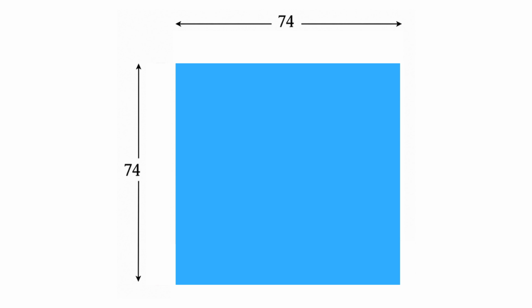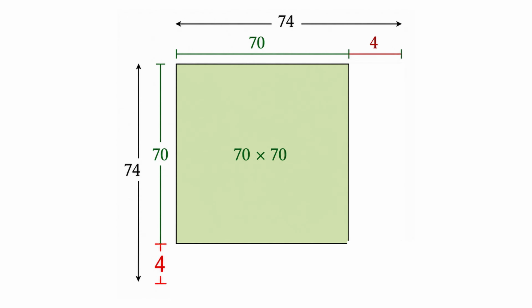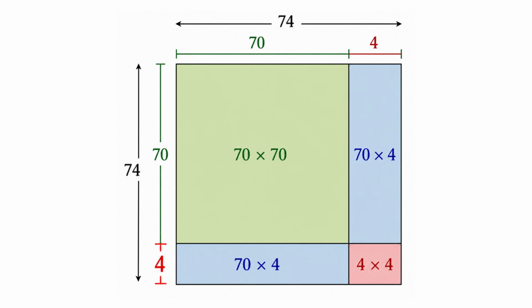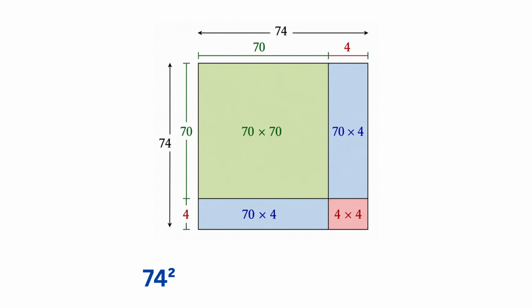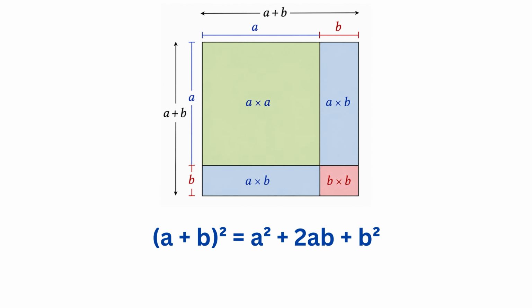Now consider a square whose side is 74 units. Write 74 as 70 plus 4. Its area separates into a 70 into 70 square, a 4 into 4 square, and two 70 into 4 rectangles. Therefore, 74 squared equals 70 squared plus 2 into 70 into 4 plus 4 squared. Replacing 70 and 4 with A and B gives (A plus B) squared equals A squared plus 2AB plus B squared. The 2AB appears because there are two identical rectangles.